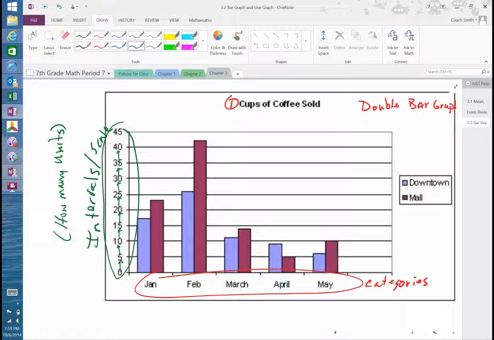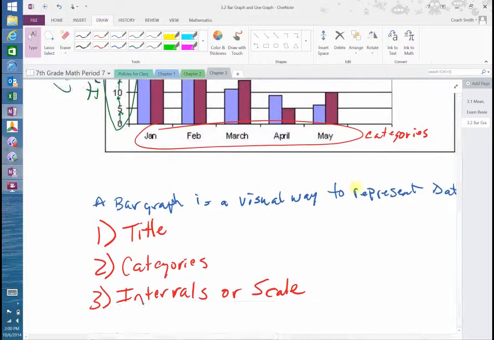In this particular case, since there are no numbers given, we have to assume that that's just 1 cup of coffee. So when you get to 5, that's 5 cups of coffee, 10 cups of coffee, 15 cups of coffee, things of that nature. That's what we have to assume. Maybe, maybe not. So, that's the third thing that all bar graphs must have: title, categories, interval, and scale.